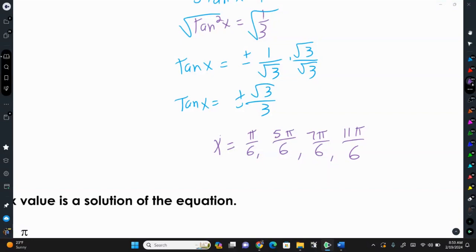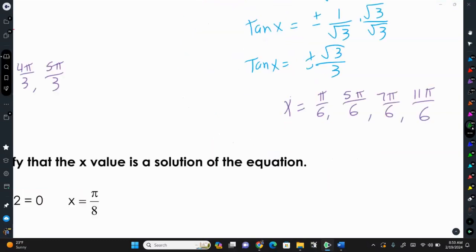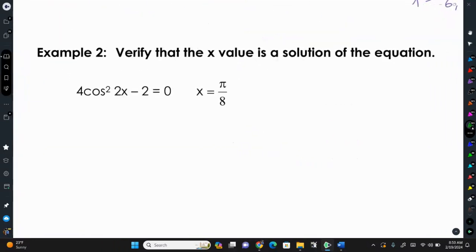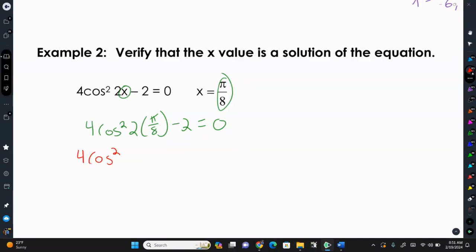All right, now the last thing we're going to do is verify that this is a solution. So we're not solving, we're verifying. So we're going to substitute this in for x. So 4 times cosine squared of 2 times pi over 8 minus 2 equals 0. Okay, so we get 4 times cosine squared of 2 times pi over 8. That's going to be 2 pi over 8, or pi over 4.